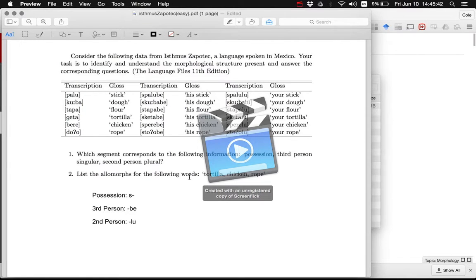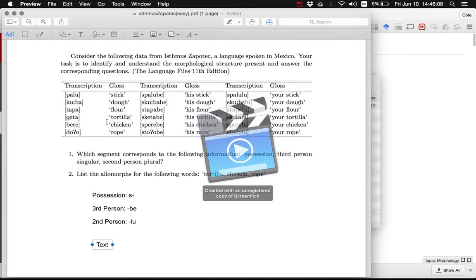Okay, so what this problem is beginning to do is just to get you guys sort of comfortable with the idea that bases and words might change their pronunciation or their phonological shape depending on the presence of other sounds in the word, but you're not required to give any sort of phonological analysis for this yet at all. So all you'll need to do for problem two then is just find all of the various shapes of the word for tortilla, chicken, and rope.